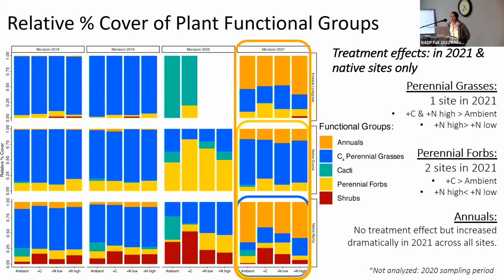For the cover of plant functional groups, again, we only observed treatment effects during 1 sampling period, so 1 year. And this was during the final year where we had the highest rainfall amount. I'm not going to get into the nitty-gritty of the treatment effects, but I just want you to see the pattern. The perennial grasses, we only found effects at 1 site during 2021, perennial forbs at the 2 native sites, and annuals, we did not find any treatment effects. But as you can see here in the orange, we did get quite a bit of annuals after the extreme drought in 2020.